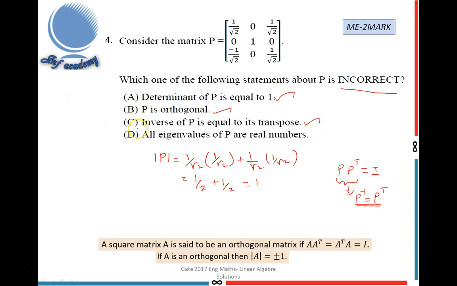Statement D only is wrong, because you can't say all eigenvalues are real or complex, etc. So here option D is the correct answer. Option D is the only incorrect statement, and options A, B, C are correct statements. So the final answer is option D.